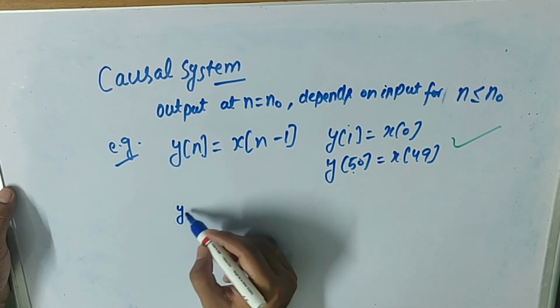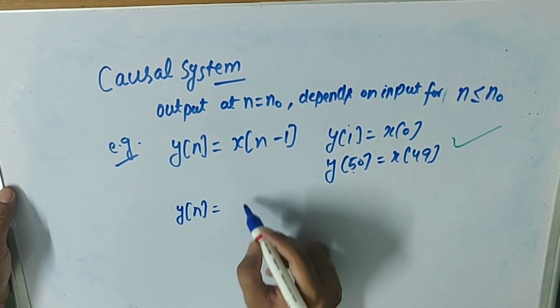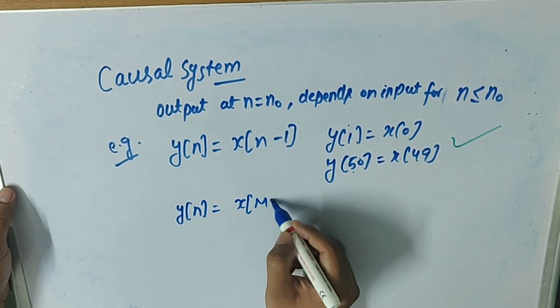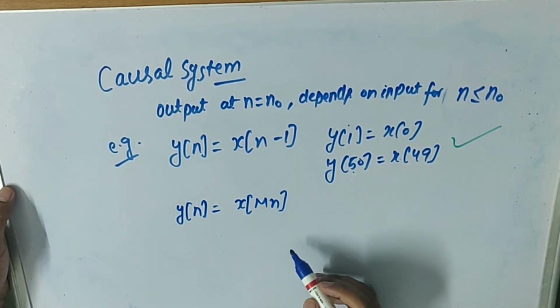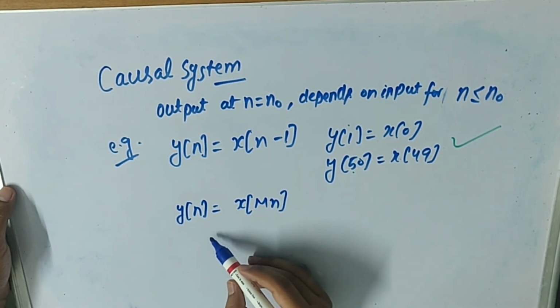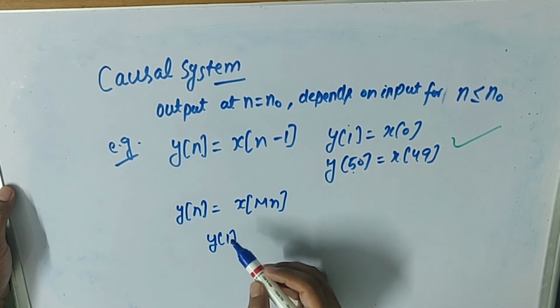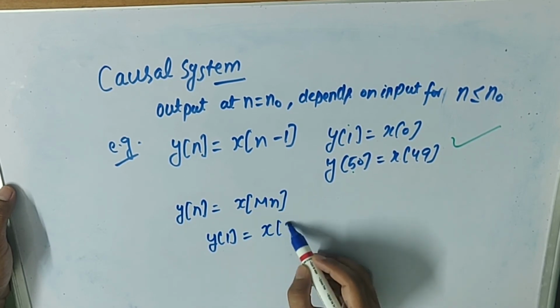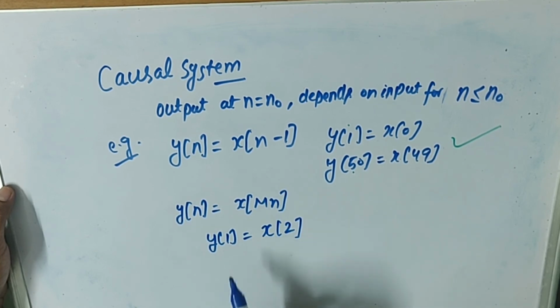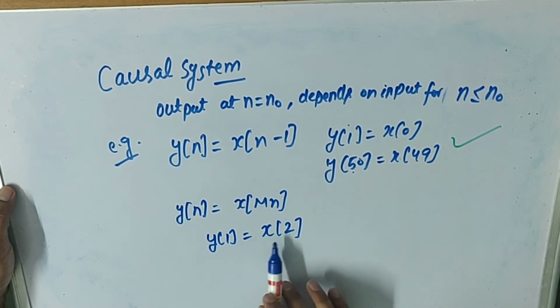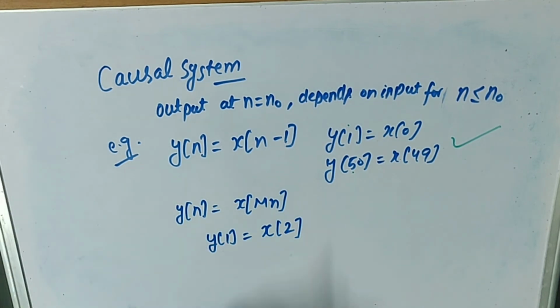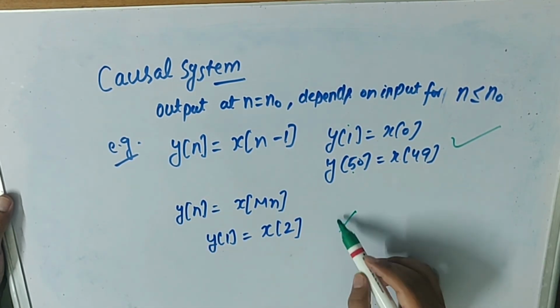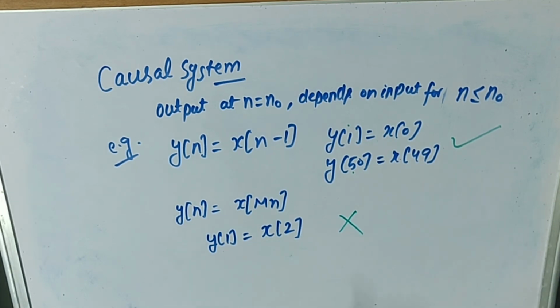The compressor system, what about this? Let's again take an example, or put the values here. y[1] is equal to x[2]. The output at sample number 1 depends on the input at sample number 2. So the output depends on the future input. So it's not causal, it's a non-causal system.